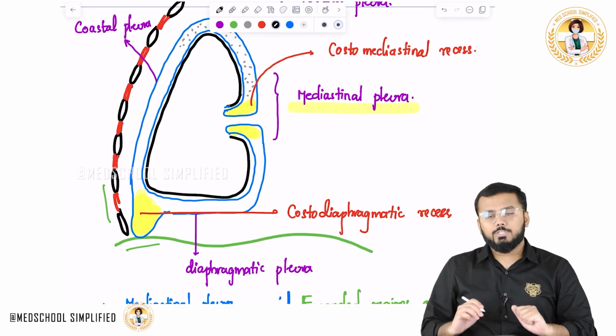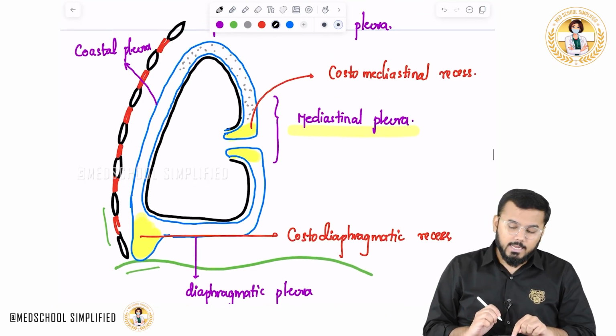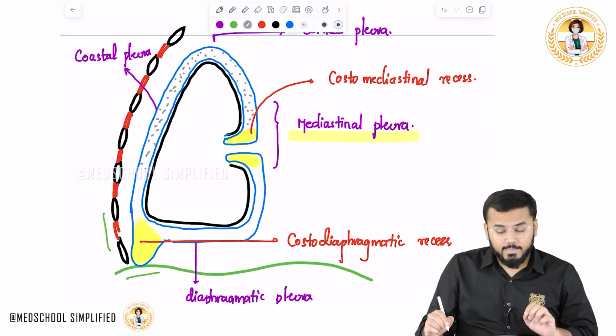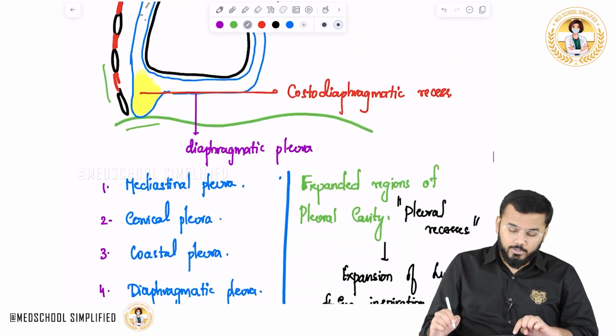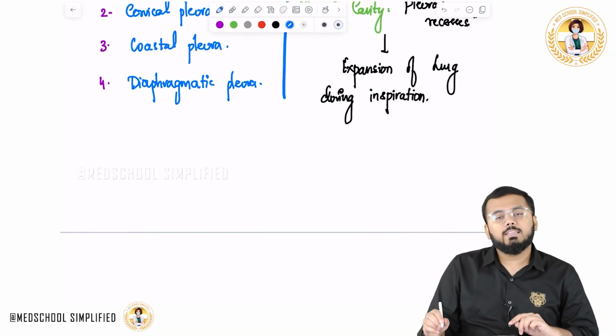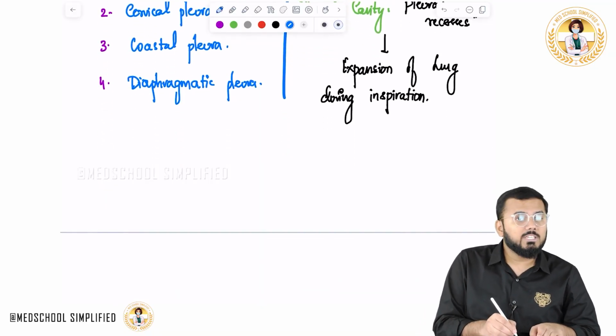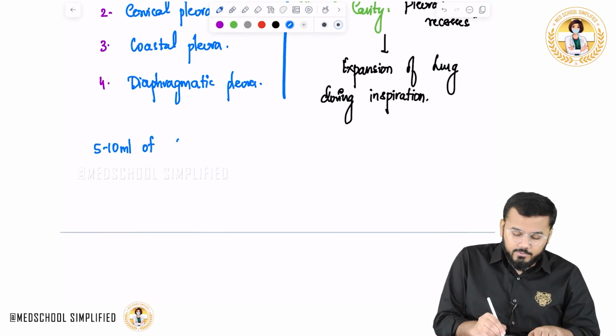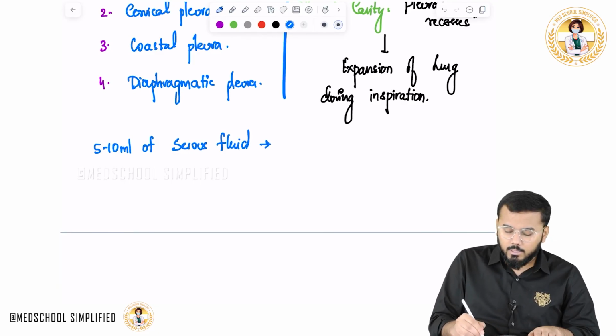The next important thing is, as I have already told you, the amount of fluid located within the pleural cavity. How much fluid? That is 5 to 10 ml of fluid. What kind of fluid do you call it? You call this kind of fluid serous fluid. And how much is it? There is 5 to 10 ml of serous fluid in the pleural cavity.